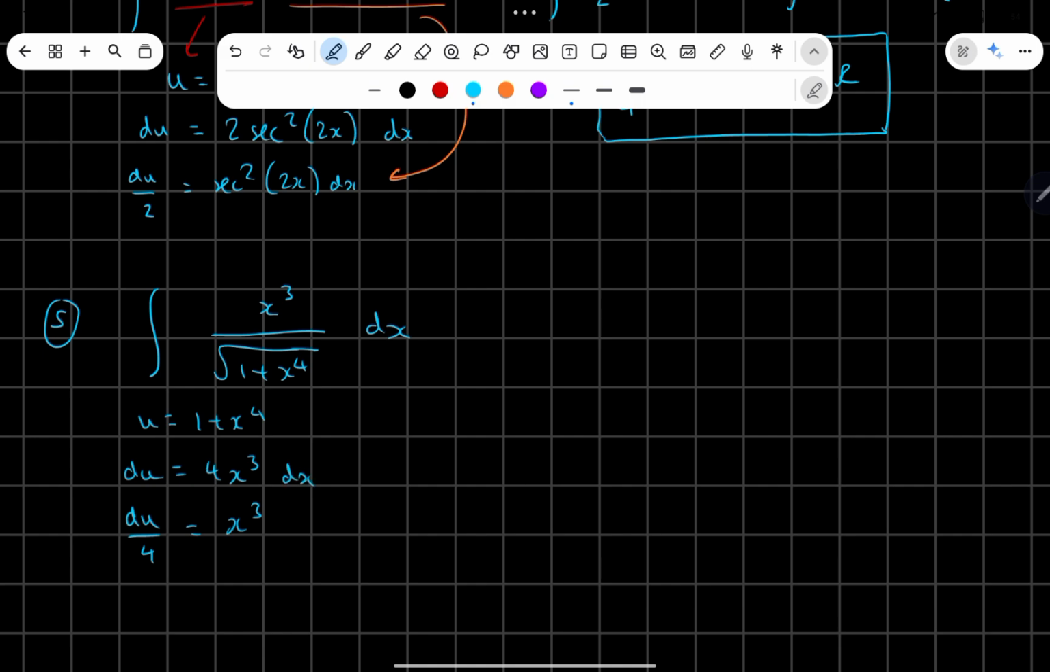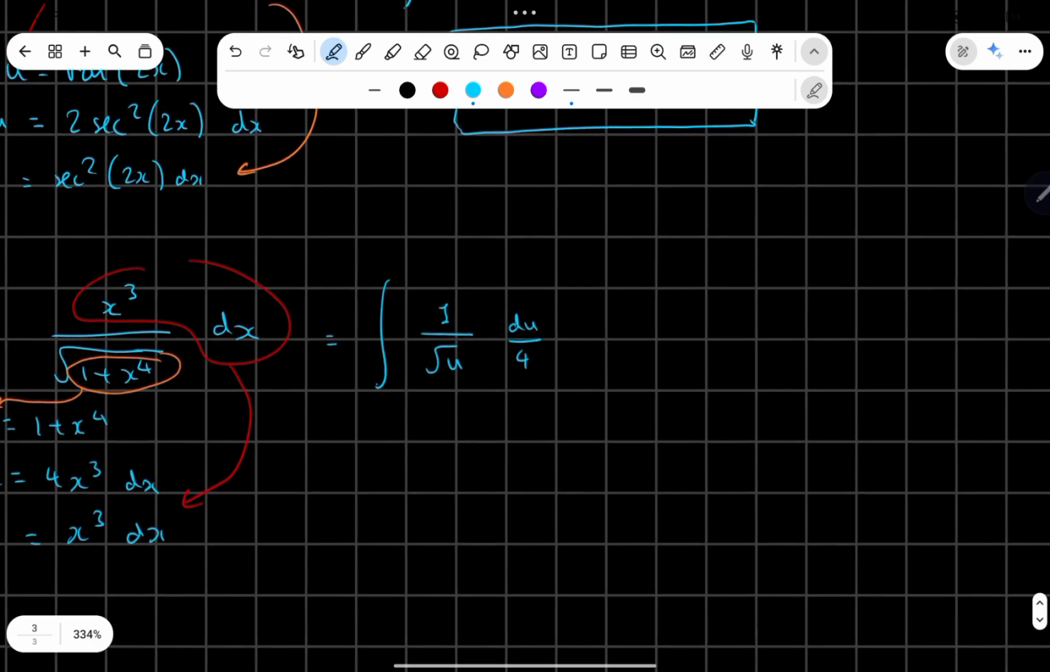Oh, don't forget the dx part. Sorry. So this pairs up with this. And obviously, the part inside the square root pairs up with the u. So this is going to be equal to 1 over square root u, and simply just du over 4. Okay? And this is equal to, I'm going to take out the quarter, 1 over root u du.